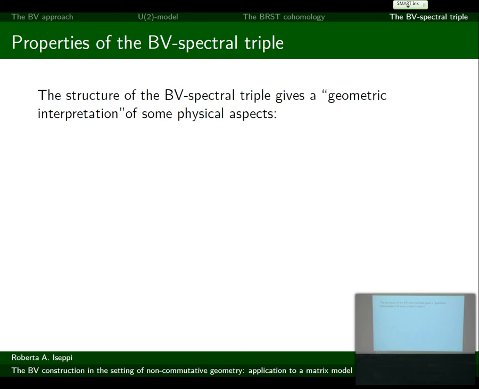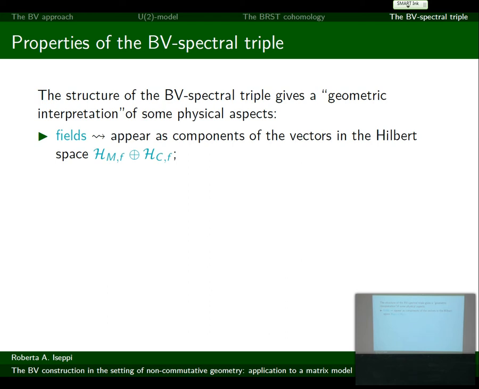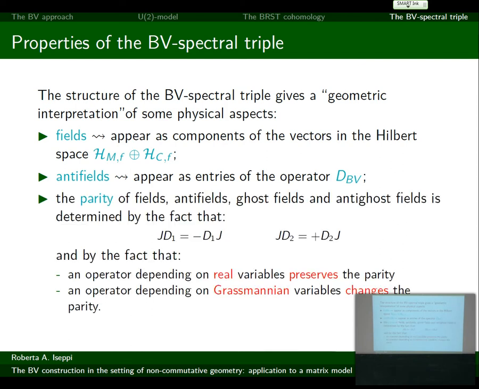So let's just state all together the properties that we have been seeing right now. The structure of the BV spectral triple is giving some kind of geometric interpretation to some physical offset, let's say like this. As I already said, the fields are appearing as components of the vector in the Hilbert space. For what concerns the antifields, they are appearing as entries of the operator. And the parity of fields, antifields, ghost fields, and anti-ghost fields is determined by the commuting or anti-commuting of the Dirac operator with the real structure.